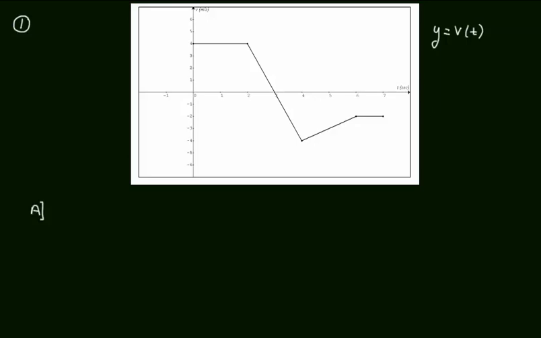Part A asks, at what time on the interval 0 to 8 is the particle standing still? Well, we're going to just answer the question. The particle is standing still at t equals 3. Now, why is the particle standing still at t equals 3? Well, that is because the velocity of the particle is equal to 0 at this time, t equals 3.